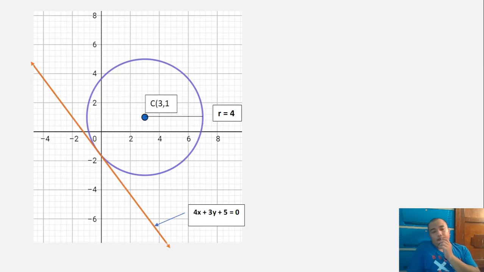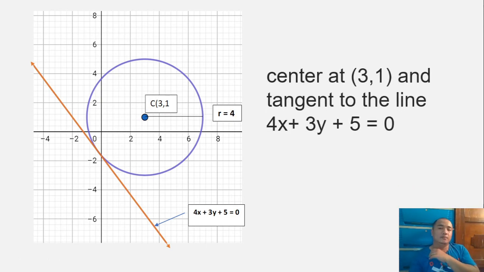This is now the graph of the circle with center at 3, 1, radius is 4, tangent to the line 4x plus 3y plus 5 equals 0. So the distance between here, the tangent line and the center is 4, which is also equal to the radius. Center at 3, 1 and tangent to the line 4x plus 3y plus 5 equals 0.